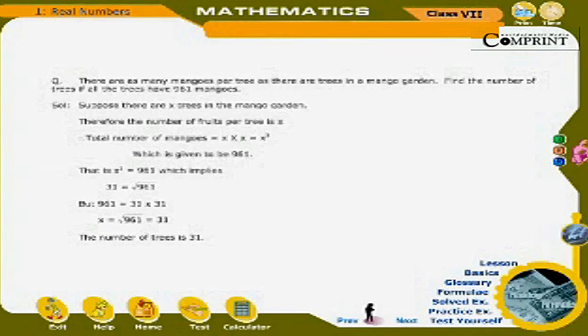Therefore, the total number of mangoes is x into x, which is x square, which is given to be 961. That is, x square is equal to 961, which implies x is equal to under root 961. But 961 is equal to 31 into 31, so x is equal to under root 961, which is equal to 31. The number of trees is 31.